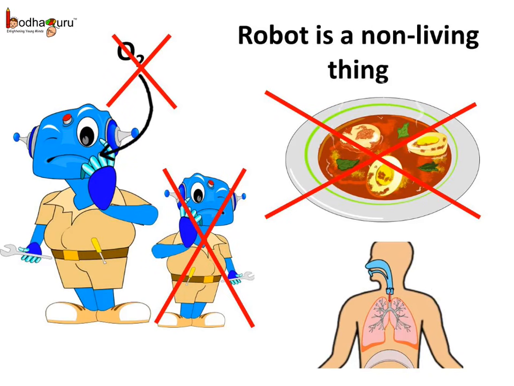A robot can move and may also look like a human being, but it doesn't need to eat food as it runs on electricity or on battery. It also doesn't need to breathe like us or the other living organisms. So it's a non-living thing. Hence, a robot cannot give birth to baby robot as only living things can reproduce.